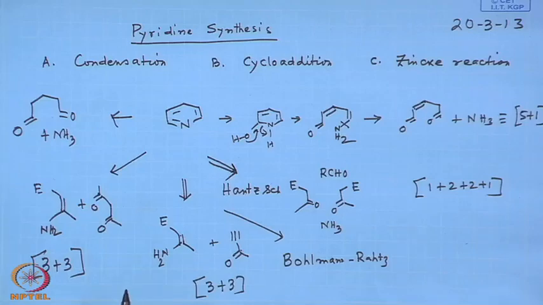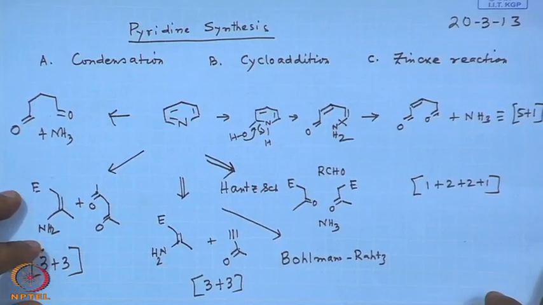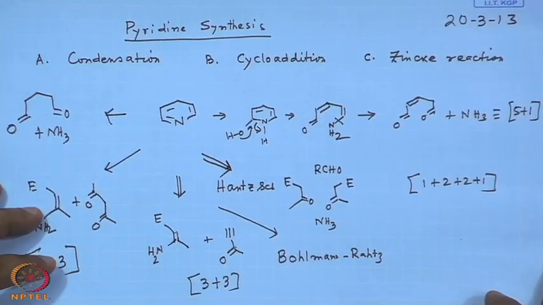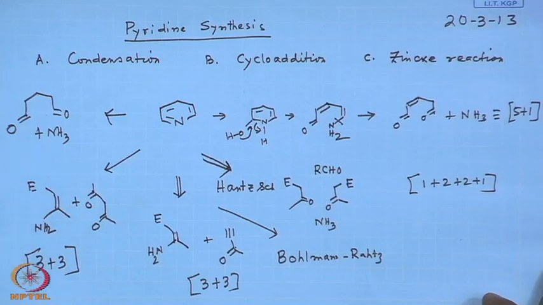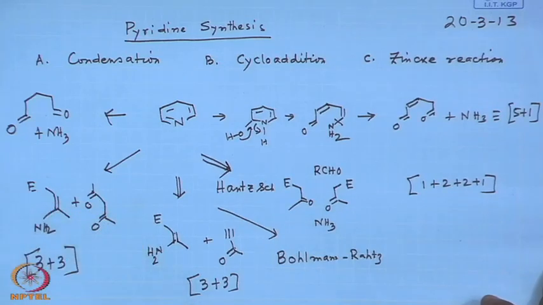And what else? I have written so many things here, but you have to find out the commonality of all the approaches. What is common? All of them are giving pyridine, right? Or the pyridine nucleus? What else? All of them probably would be having a nitrogen. Yeah, that is also true.